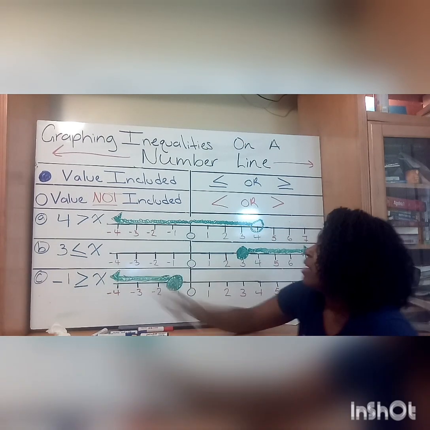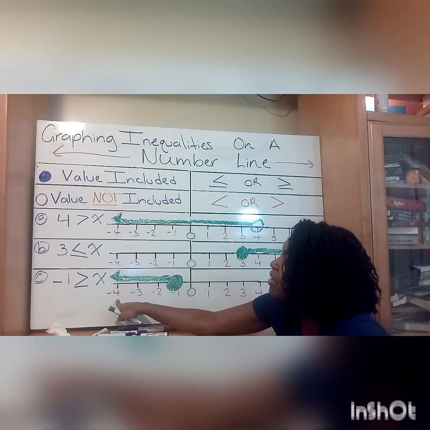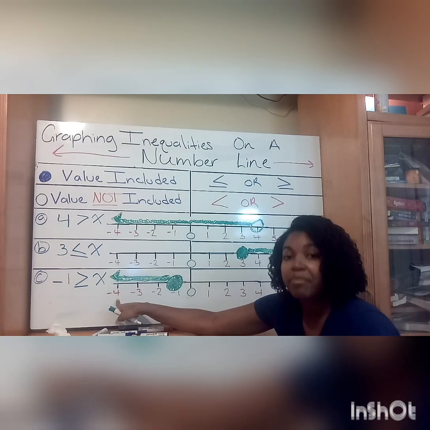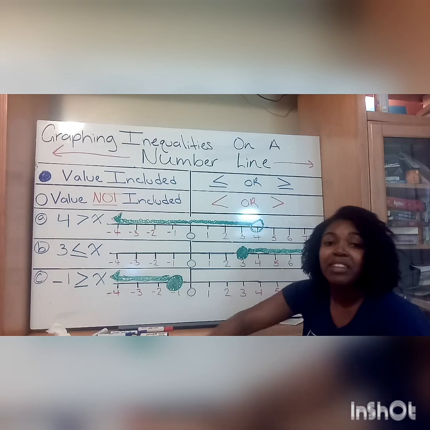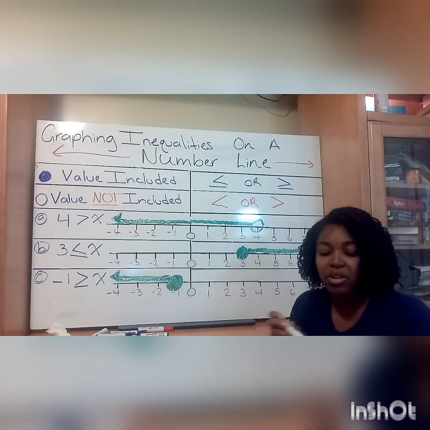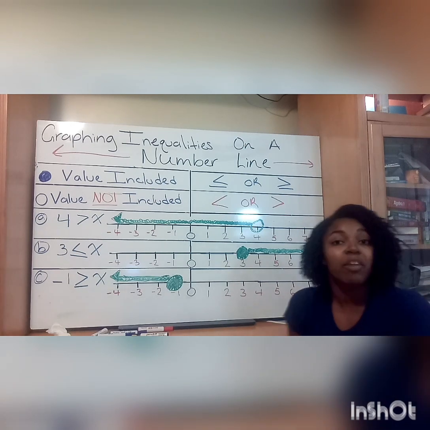All right, -1 is greater than or equal to -4. Well, -1 is greater than -4, so that creates a true statement for the inequality. All right, so that's it. That's our quick tutorial on graphing inequalities on a number line.